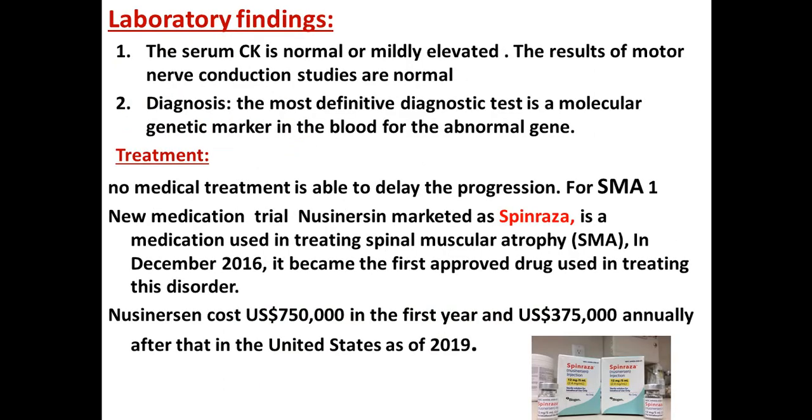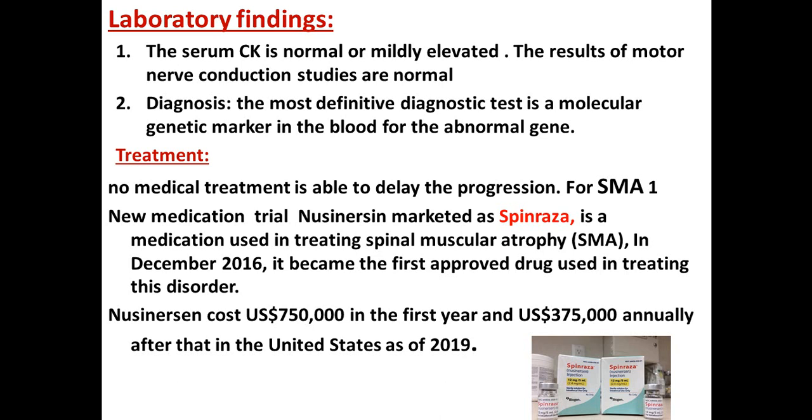What are the laboratory findings here? The creatinine kinase is normal or mildly elevated, and the results of motor nerve conduction are normal. The most definitive diagnosis is the molecular genetic marker for detection of the abnormal gene. So the enzyme study and the nerve conduction velocity are normal, but diagnosis depends on the molecular genetics for identification of the abnormal gene. What's the treatment?